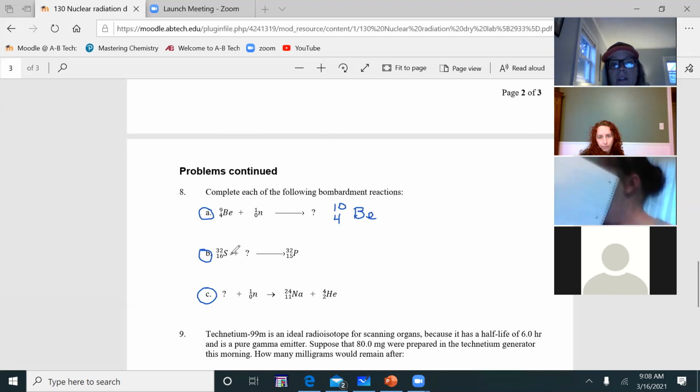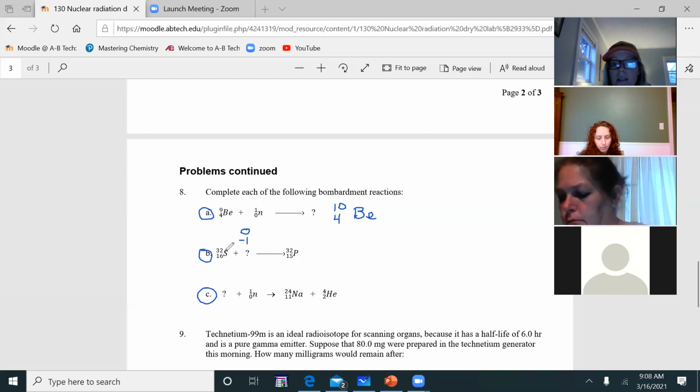Next one, I have sulfur and it's bombarded with something to produce phosphorus. So we've got to figure out what that something is. Well, 32 and 32, that means that whatever this mystery thing is, it has a 0 atomic mass. As far as the charge is concerned, this is 16 over here. This is 15 over here. Those have to equal each other. So this has to be a -1. Right? 16 plus a -1 would give me the 15. So what is the identity of this? Give it an e. It is a beta particle.